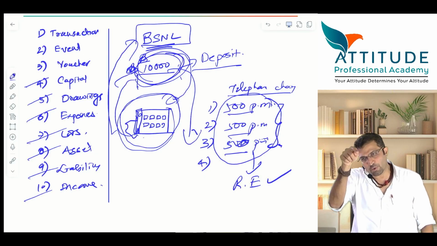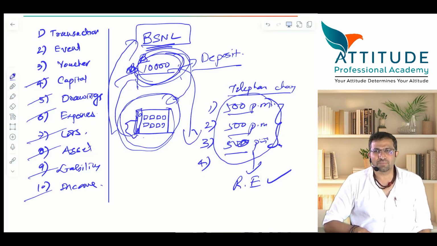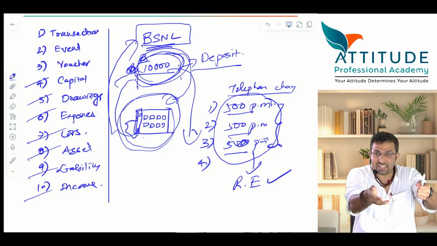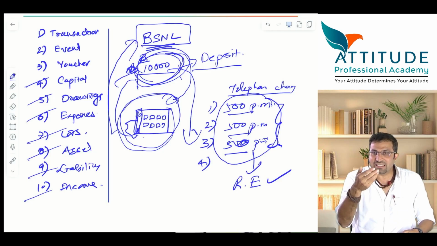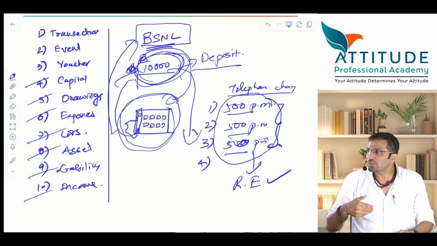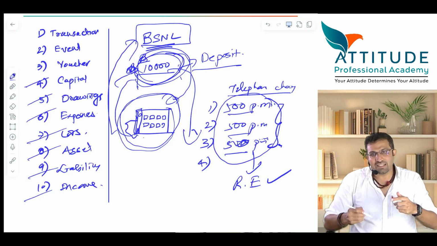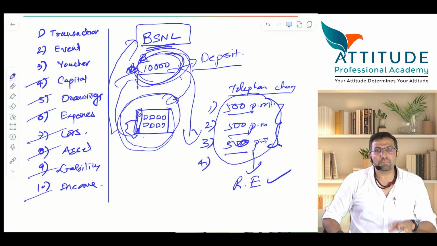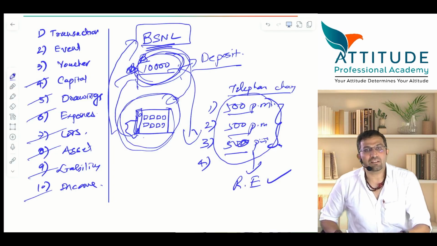It is refundable. From your angle it is receivable. What about BSNL? For BSNL, will the 10,000 be income? No. For BSNL they receive the deposit. Anything received as a deposit I have to pay back if the customer cancels it. So for BSNL it is what? Liability. Payable, benefits payable or money is payable. I have to pay it here.